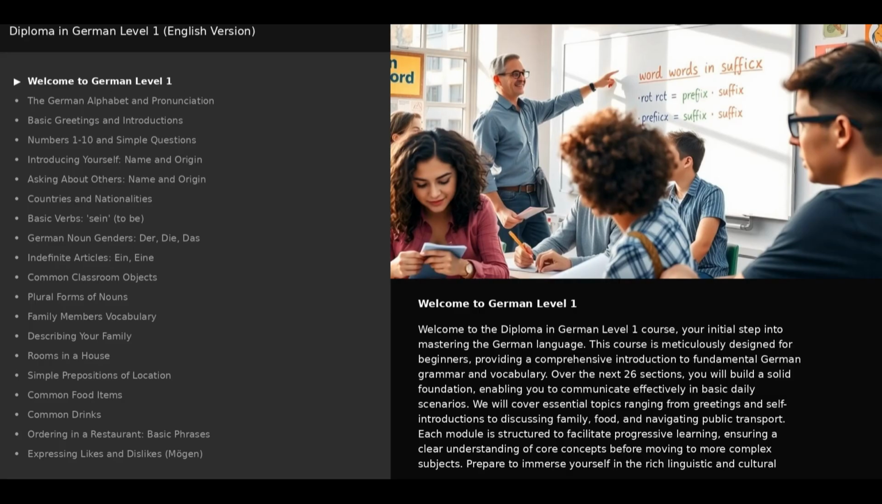Each module is structured to facilitate progressive learning, ensuring a clear understanding of core concepts before moving to more complex subjects. Prepare to immerse yourself in the rich linguistic and cultural landscape of Germany, as this course equips you with practical skills and confidence.